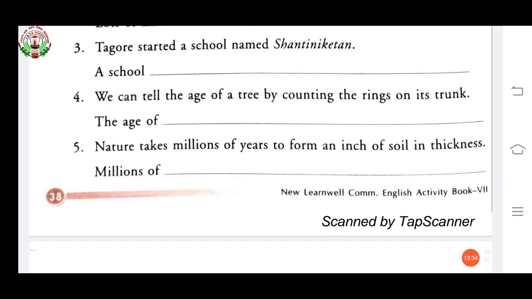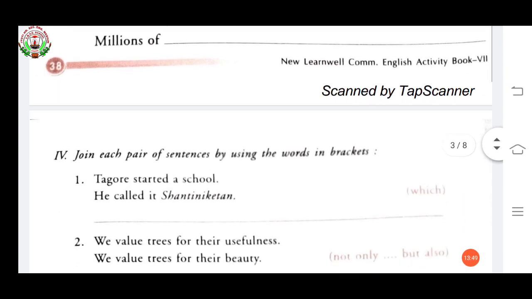So, by nature. Again, I am repeating. Millions of years are taken to form an inch of soil in thickness by nature. Okay, so this exercise is finished here.